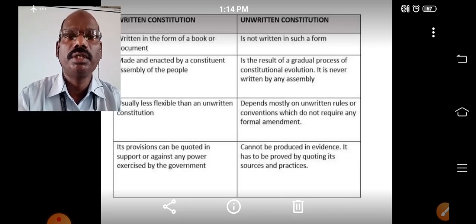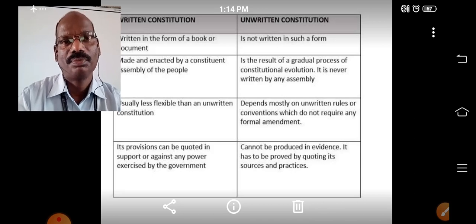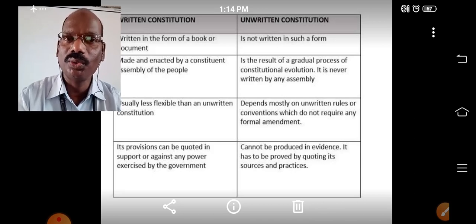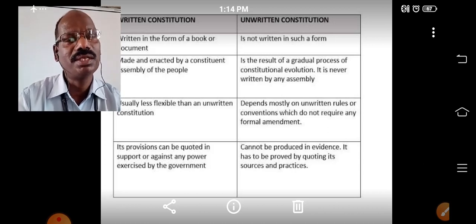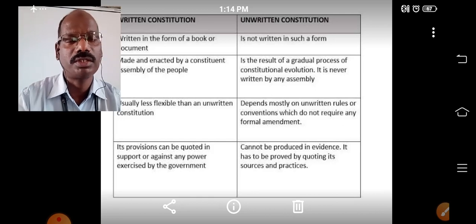Then another difference is that its provisions can be quoted in support of or against any power exercised by the government. Which power is exercised by the government? How is the government functioning there? A written constitution is sometimes in favor of the government, or sometimes against the wish of the ruler. Anyway, the ruler has to follow that constitution. Though something is against his wish, or the ministry's wish, they should follow it.